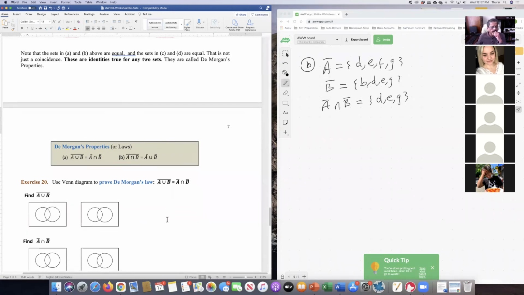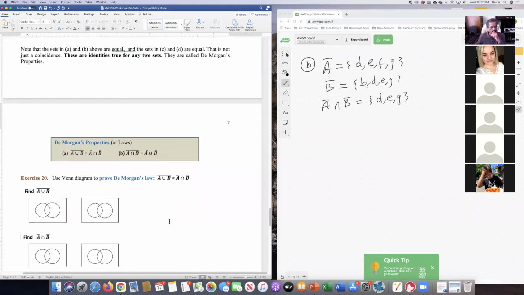So we're going to prove these De Morgan's laws by using the Venn diagram. Venn diagram is one easy way to show that two things are equal.